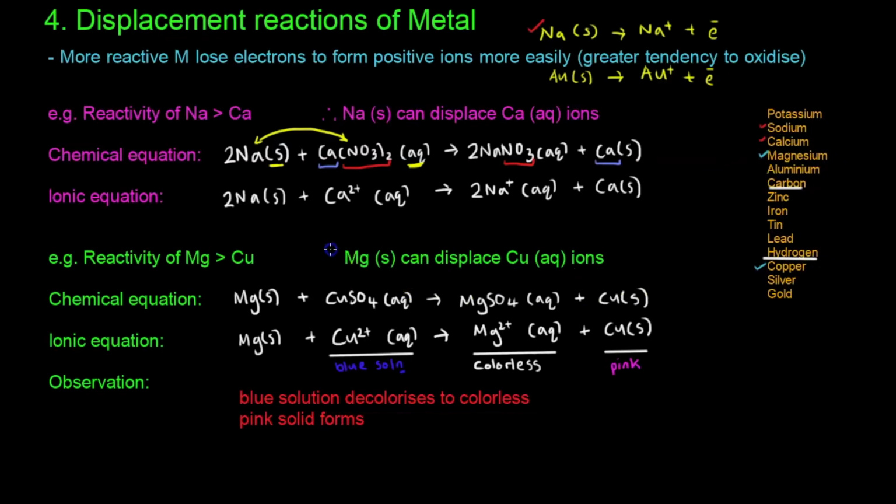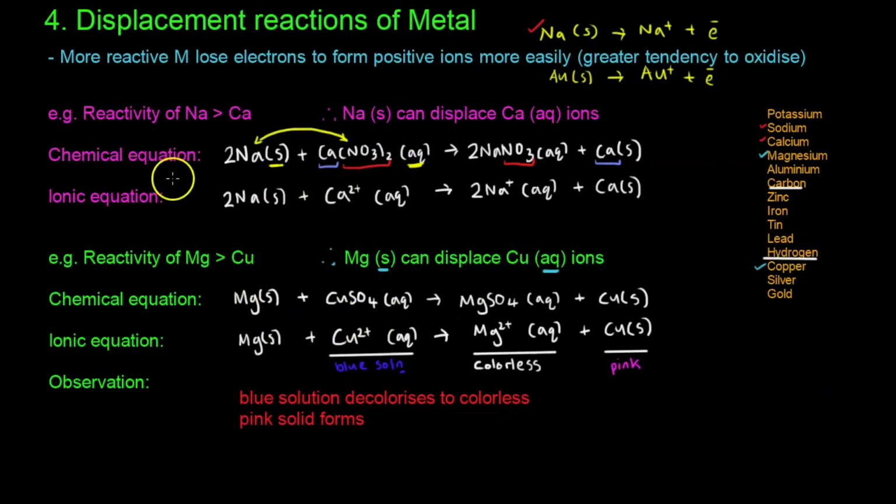So therefore, magnesium solid can displace copper aqueous ions, no problem. In fact, it's done very easily because there is such a big gap, right? Whereas for sodium and calcium, maybe there's a bit of difficulty because their reactivity is quite similar. But for magnesium and copper, it is easily done because the difference in reactivity is so great.